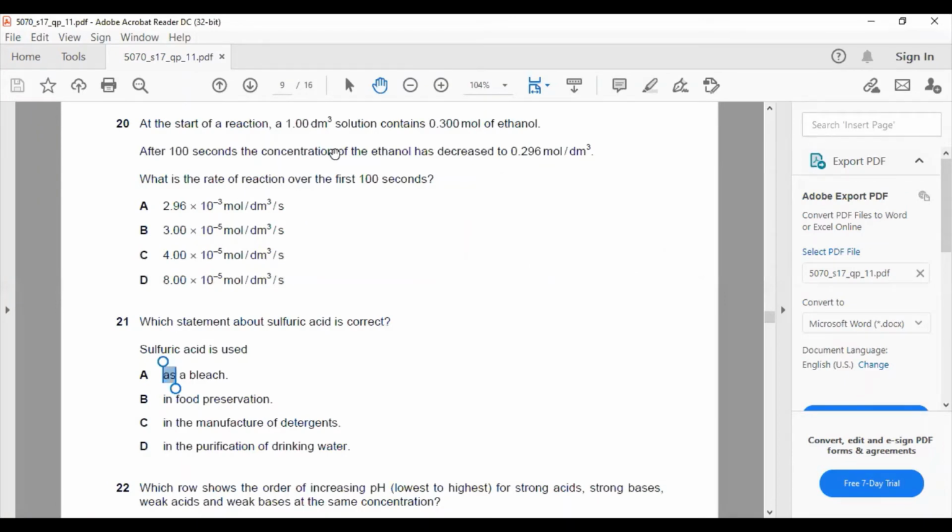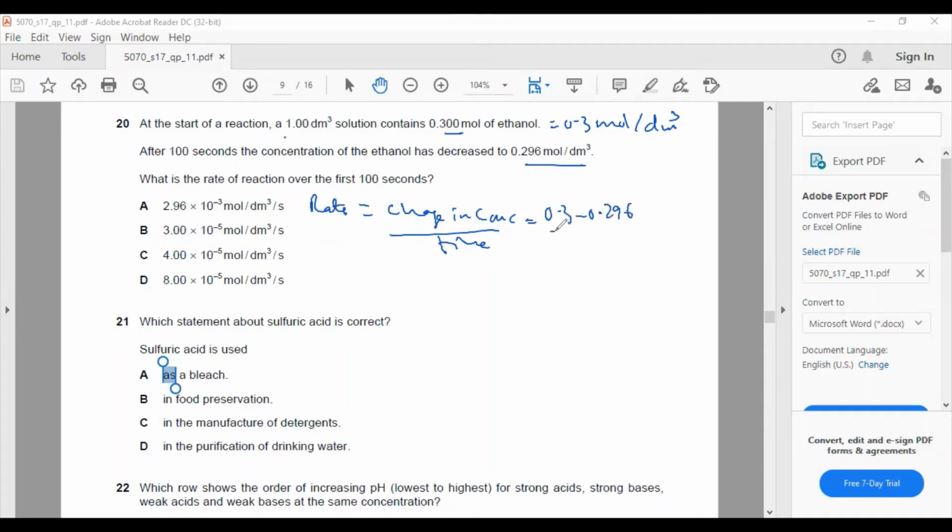2.96 rate of reaction. Okay, rate. What is rate? Rate means change in concentration upon time. Change means 0.3 mole in 1 dm cube means 0.3 mole per dm cube. Same thing, concentration. This is also concentration. 0.3 minus 0.296 divided by 100. So you will get answer like minus 3 divided by 2, which is equal to 4 into 10 to the minus 5, which is C.